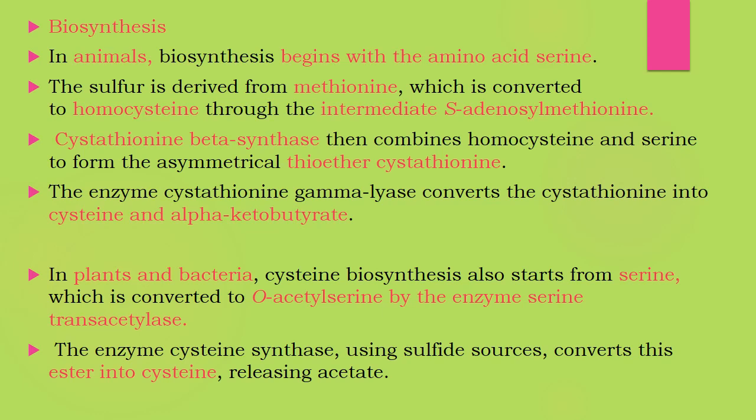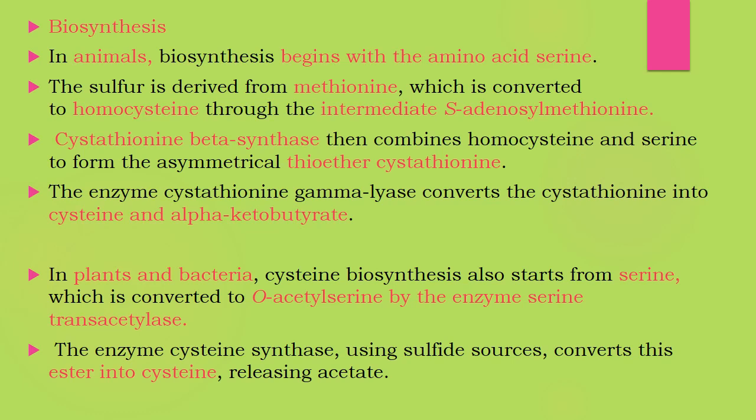The exact conversion will be based upon the sulfur components present in it, and the sulfur compound, methionine, is also one of the amino acids, and it will be converted into homocysteine. This homocysteine will undergo an intermediate stage called adenosyl methionine, and this will be further converted with the help of an enzyme called cystathionine beta synthase, and this will be converted into the product thioether cystathionine, and this will be further converted into cysteine as well as alpha-ketobutyrate.